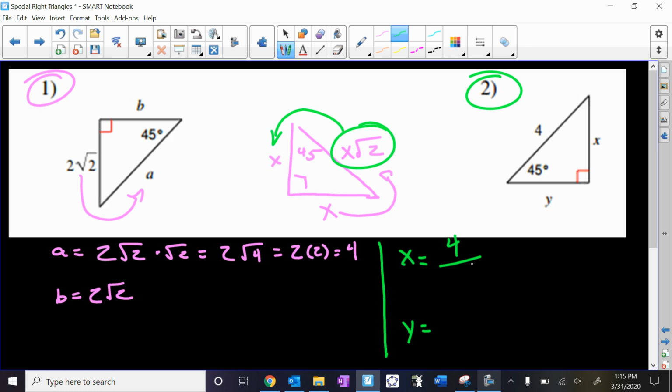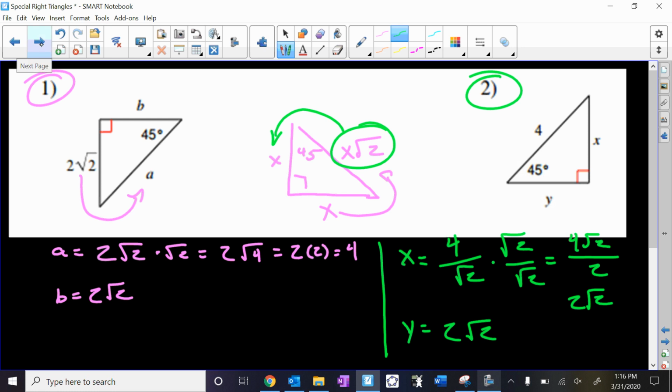But I'm going to start with 4, and I'm going to divide by the square root of 2. I don't want square roots in the denominator, so I'm going to multiply by 1, which in this case is square root of 2 over square root of 2, getting me 4 square root of 2 on top over the square root of 2 times square root of 2, which is the square root of 4, and the square root of 4 we said is 2. Keep simplifying. 4 divided by 2 is 2 square root of 2. Since x is 2 square root of 2, and since I have a 45, 45, 90 triangle, y is also 2 square root of 2.